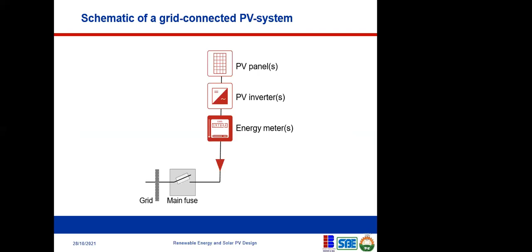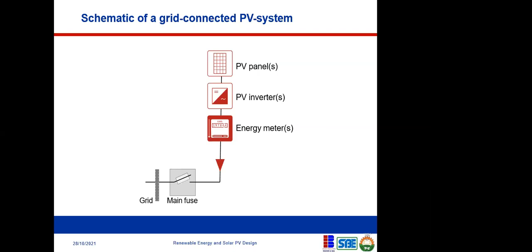So this is a schematic of a grid connected PV system. It comes from your solar panel, which is the first point that converts the solar energy into electricity. Then remember it's DC power at this point, so you need to go to an inverter to change to AC power. Then you need an electricity meter to capture the amount of energy that is going into the grid. And of course, you need a fuse for protection before it goes into the grid.